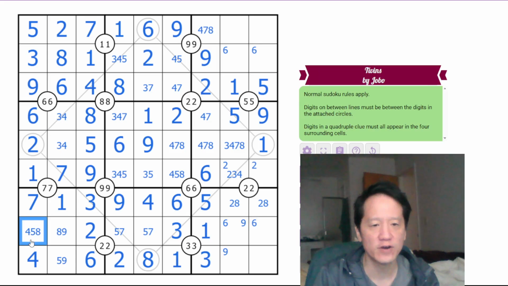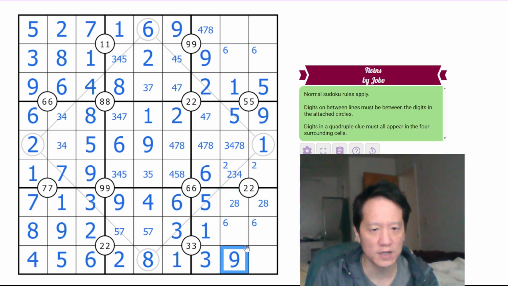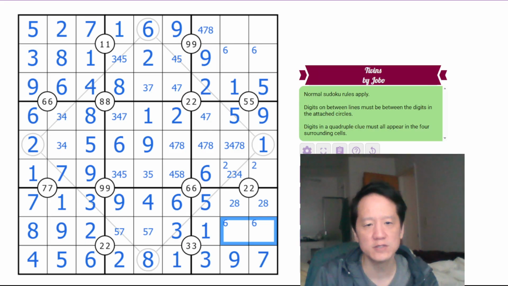And it can't be 4 or 5 here, so this is 8, 9, and 5. Well, this can no longer be 9. Where is the 9 in this box? It has to be here. So this is 9. Therefore, this is 7. This combination is a 4-6 pair.